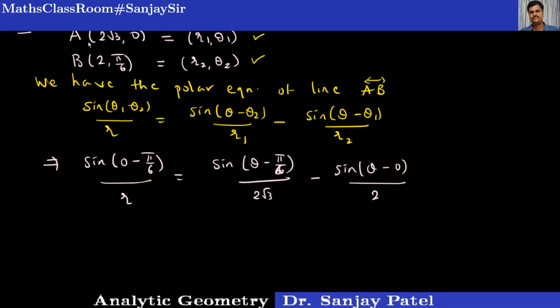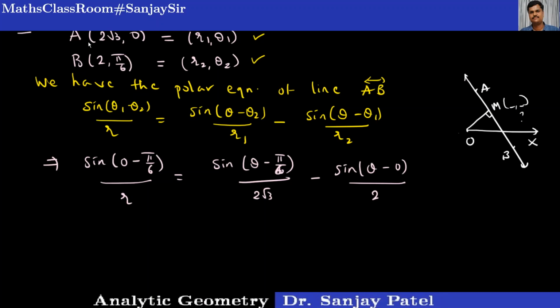The question was to find the foot of the perpendicular from the pole onto this line. Suppose we have this polar coordinate system, and this is the line which is passing through these two given points. Suppose A and B are these two points, and suppose you obtain the equation. Then we want to find the foot of the perpendicular from the pole onto this line. So this M, we want to find its polar coordinates. Okay, so this is our question.